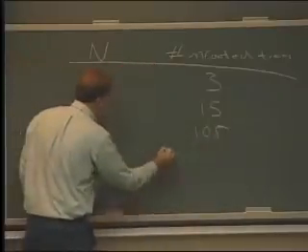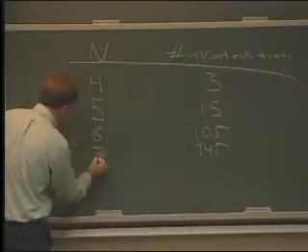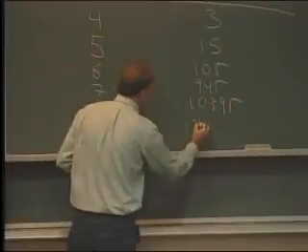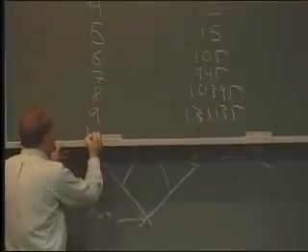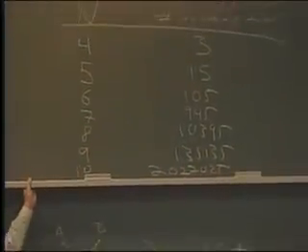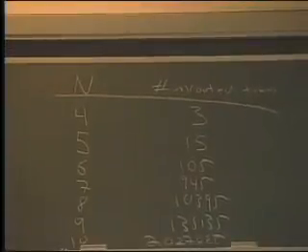I think 7 is 945. 8 is 10,395 possible trees. When you get to 9 species, the number of possibilities is 135,135. 10 is 2,027,025. Notice what's happening. The number's getting big fast, right? By the time we get to 20 species, I don't know the exact number for 20, but we'd be talking about roughly a mole of trees. Avogadro's number of possible trees, which is a lot of trees.